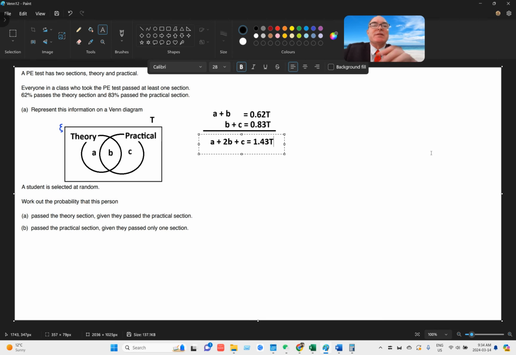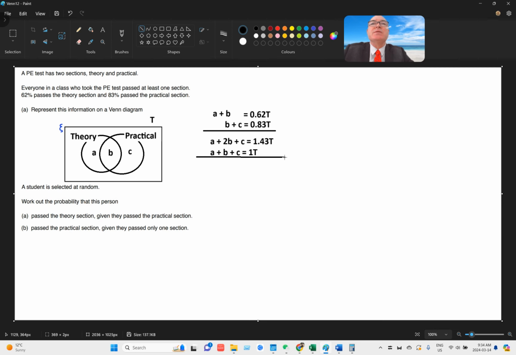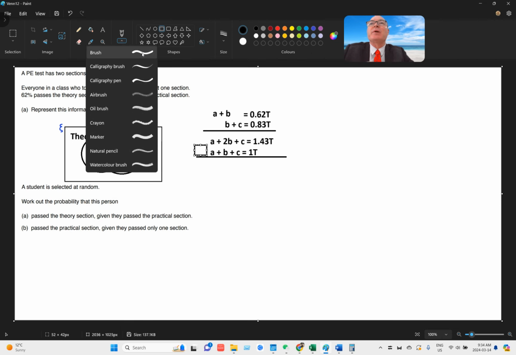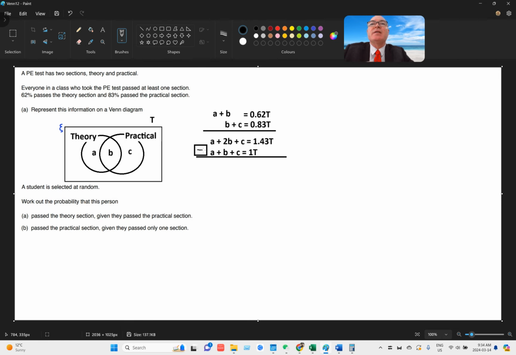Okay, it seems a little strange, does it? No, it doesn't. We know that altogether, we said that everybody passed something. That's A plus B plus C is equal to 100% of the total. I just put 1T if I want it. Now what I'm going to do is put my little box here, because I do want to be clear here that I am taking this equation from the top one.